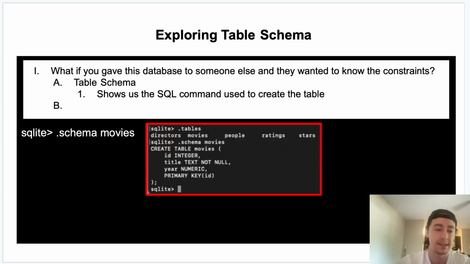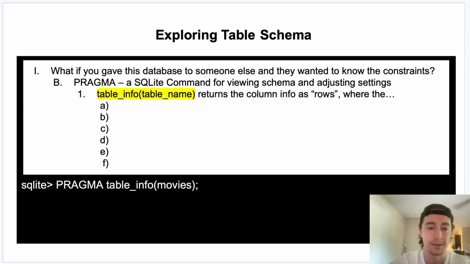And what that gives to us is some stuff we've already seen before. We see that it would just be a create table, the table name is movies, and then we see our columns as well as the data type. So we see that in this movies table, we have an ID column, which is going to be an integer. We have a title column that's text, and it doesn't allow null values. Year column, that's numeric. And then it notes that the ID column is going to be an actual primary key column. And we'll discuss that in a little bit.